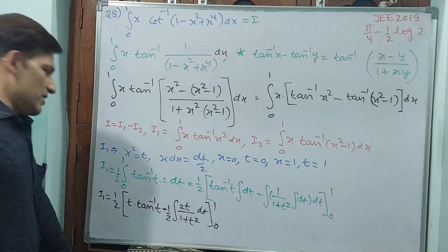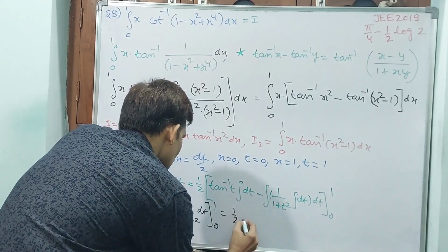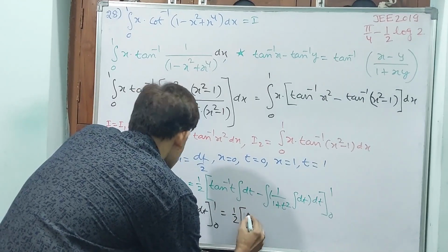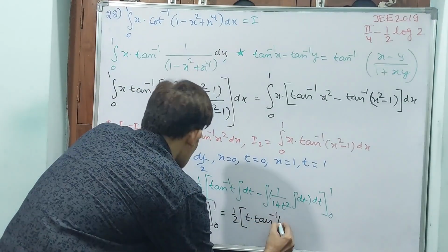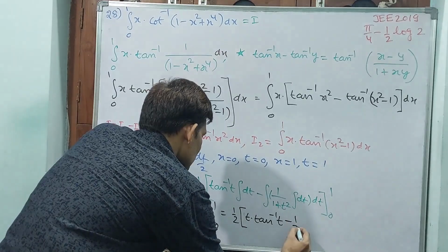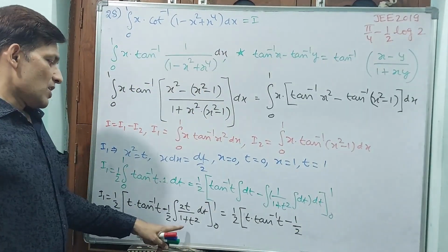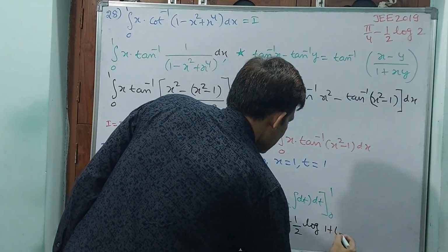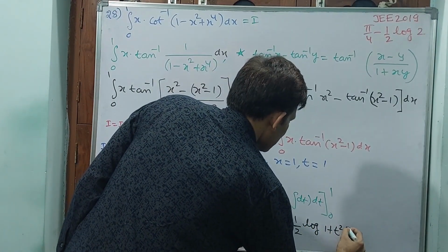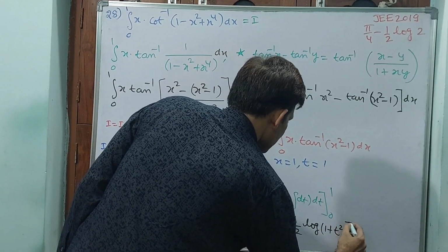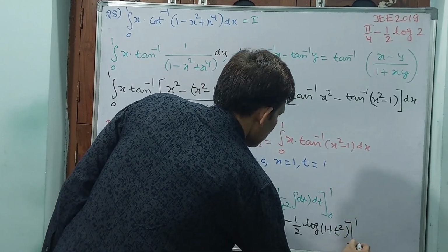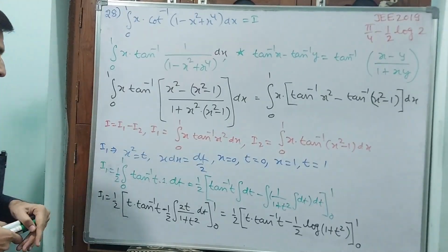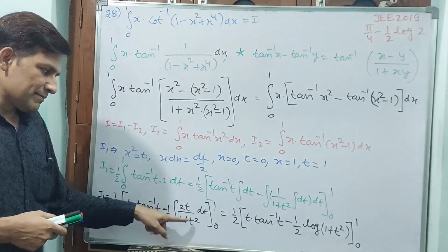Log of 1 plus t square. That is equal to 1 by 2 t tan inverse t minus 1 by 2 log 1 plus t square. You need not keep modulus for 1 plus t square. Why? Because 1 plus t square is never going to become negative. Even when t becomes 0, 1 will be there. You understand this? Why I have written?